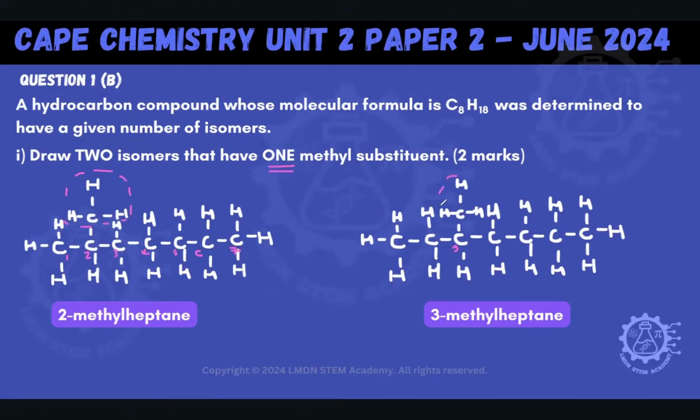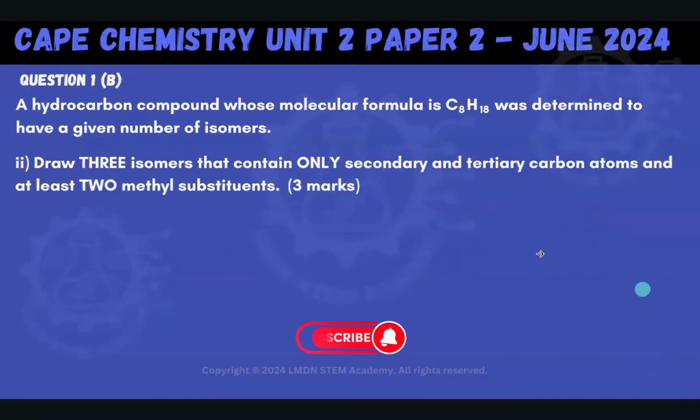So let me just circle my methyl substituent here again. Here's my methyl substituent. All right, and so we're good with that. 2 marks, so 1 for each of these structures. All right, so let's clear this, and we're gonna go ahead to the other part.